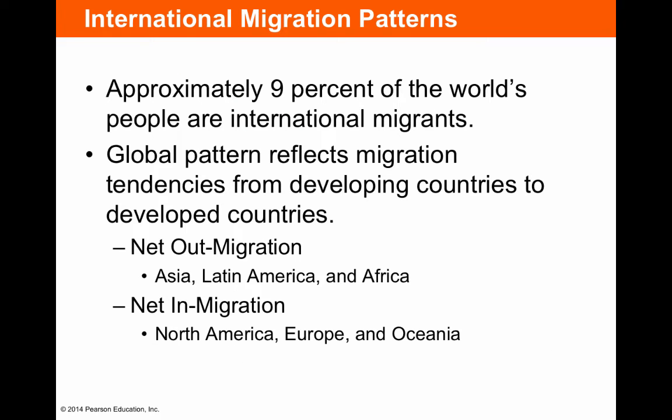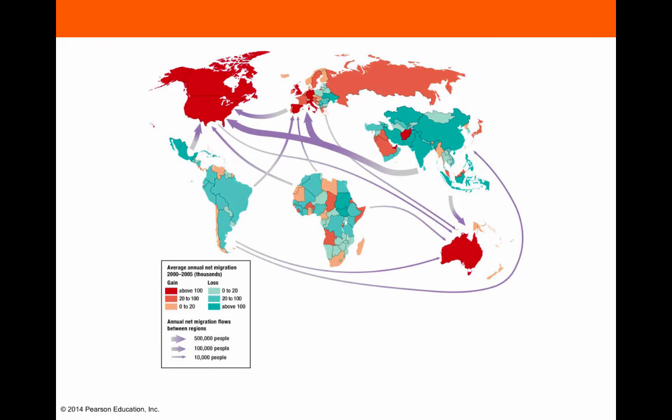So approximately 9% of the world's people are international migrants. And the global pattern reflects migration tendencies from developing countries to developed countries. So net out migration, so people tend to go out of these places, Asia, Latin America, and Africa. And people tend to come in to North America, Europe, and Oceania. So this shows us those net patterns. So the average annual net migration from 2000 to 2005.